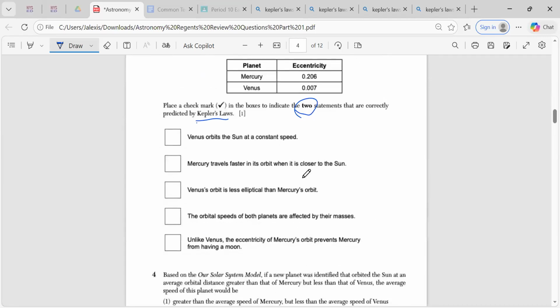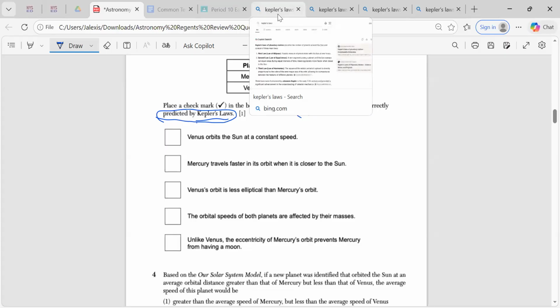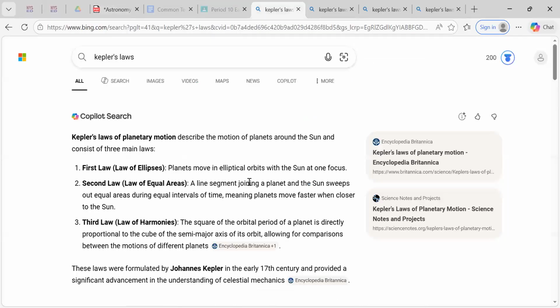So we're going to do process of elimination for each one, okay? And remember, predicted by Kepler's laws, okay? So for us to know what Kepler's laws are, I'm going to summarize, okay? First law says planets move in elliptical orbits with the sun at one focus.